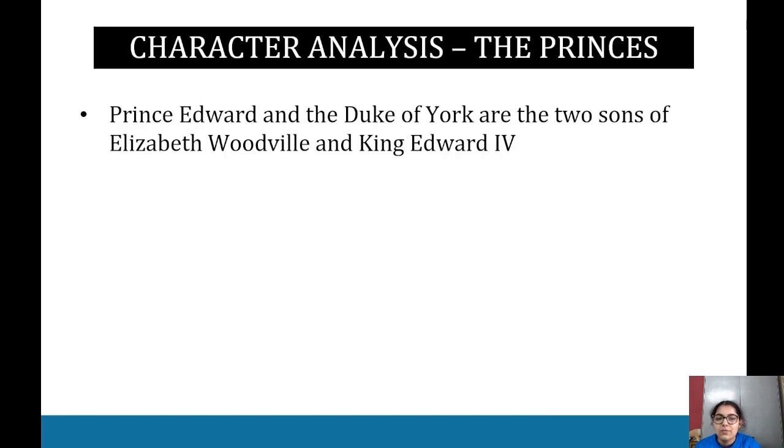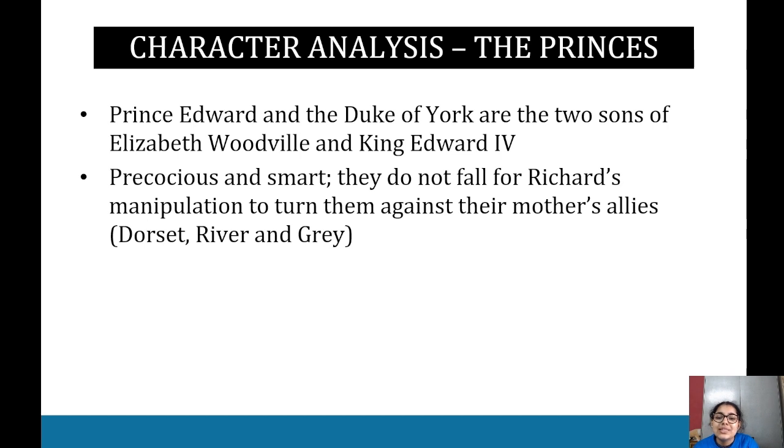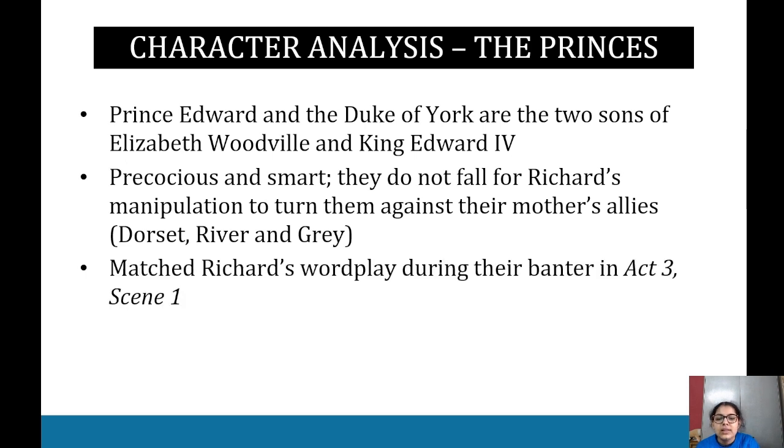And now we've got the princes. Two minor characters, but they're quite important in the sense that they have a claim to the throne. Prince Edward and the Duke of York are the two sons of Elizabeth Woodville, so Queen Elizabeth, and King Edward the Fourth. Now they are precocious and smart. They do not fall for Richard's manipulation to turn them against their mother's allies, so Dorset, Rivers, and Grey.